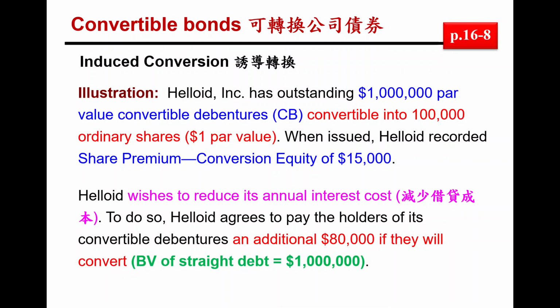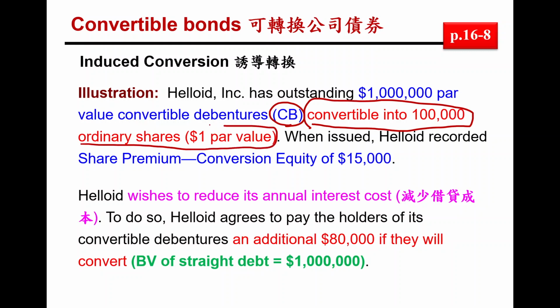So for this case, on your slide 90, or you can look at your note on page 23. So what happened on your note page 23? You have the CB, convertible bond, okay? So for this CB, you could convert it into 100,000 shares, par value $1, okay? And for this one, your share premium conversion equity, this amount. So what does it mean? This is your convertible book value.